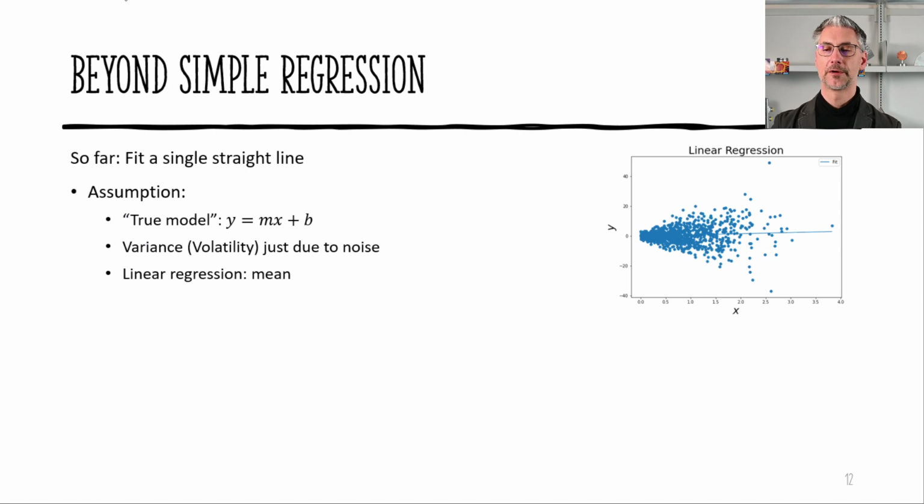Of course, simple regression is not called simple regression for nothing. It is really a fit of a straight line, the simplest model we can have. The assumption is that the true model is just a straight line and the variance and the volatility is just due to noise. And what we essentially do is a linear regression on the mean.